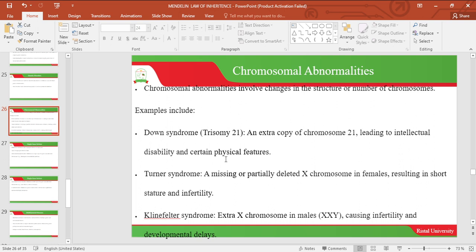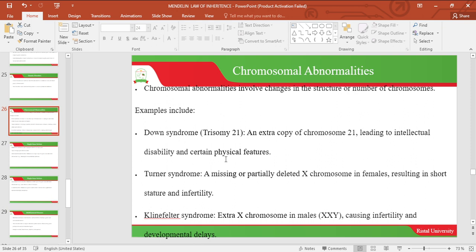Another example is Turner's syndrome. In Turner's syndrome, there is a missing or partially deleted X chromosome in females. So individuals who have Turner's syndrome usually are short in stature and they are also infertile.